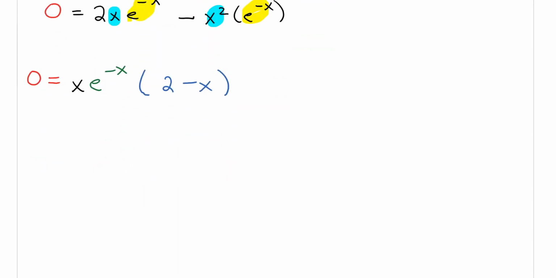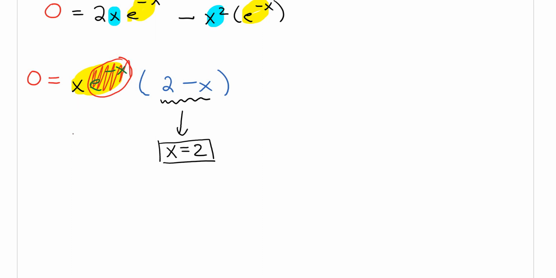Okay, let's go ahead and figure this out here. This part right here, 2 minus x, if I set that equal to 0, that would mean x would have to equal 2, so this is one of my critical numbers there. And for this part right here, x times e to the negative x, the exponential part never equals 0, so I can just erase that. And then when does x equal 0? Well, that happens when x equals 0, so that's another critical number there.